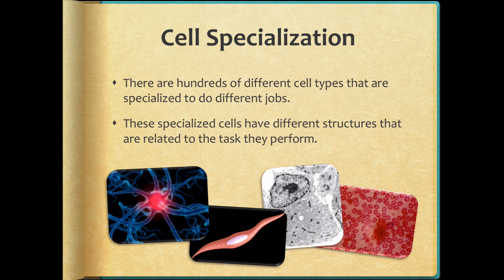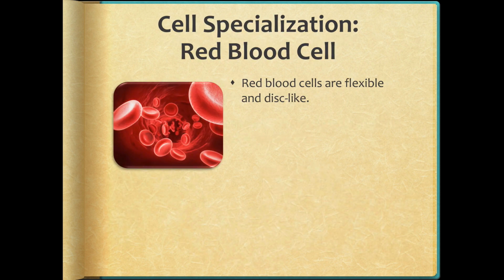So here on this slide, we can see a bunch of different types of specialized cells. The very first image on the far left is of a nerve, then we have a muscle, and then we have a plant cell, and then we have red blood cells in that far one on the right. So each one of these is different, but that is because God has designed them to perform a specific function. Let's take a look at a few examples of specialized cells.